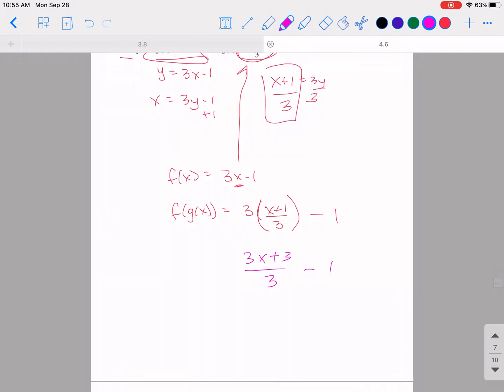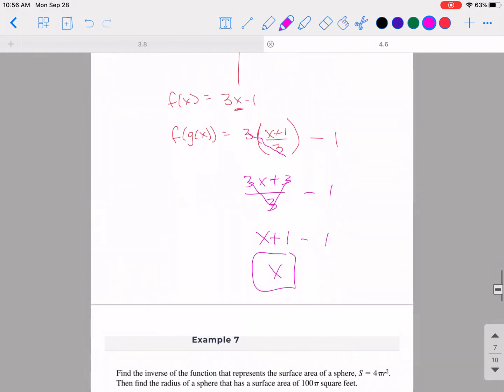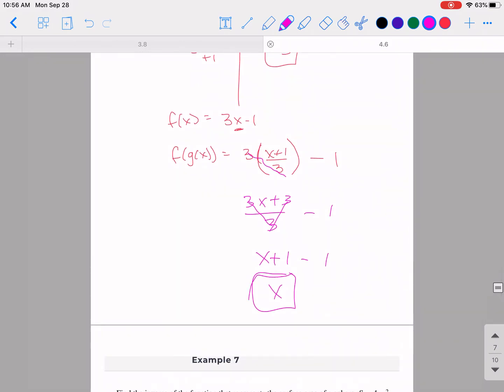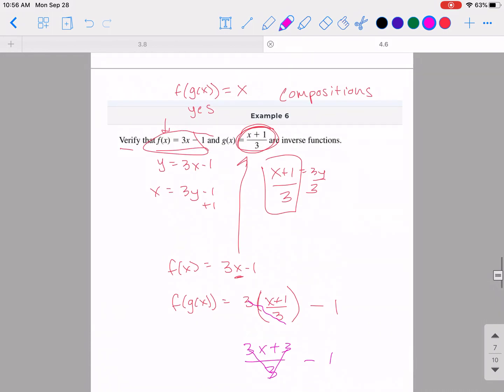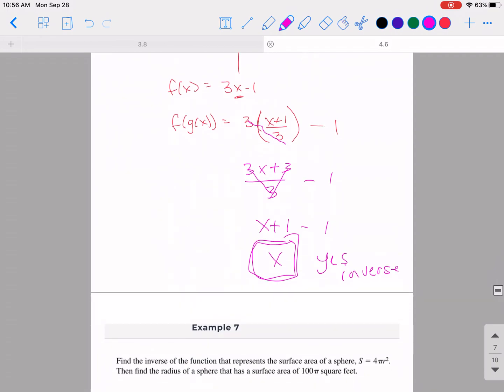And I can simplify this to just x plus 1 minus 1, because our 3's divide by each other to get x plus 1. And then x plus 1 minus 1 is just x. We could also know that 3 over 3 divides out, and you're left with x plus 1. And there's our answer. We know we got x, so yes, they are inverses. And we also verified that by just switching the variables up here for this example. But the main message is when you plug the inverse into your original function and get x, yes, they are inverses.